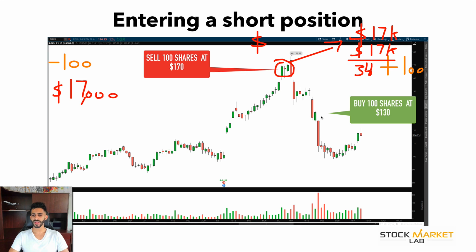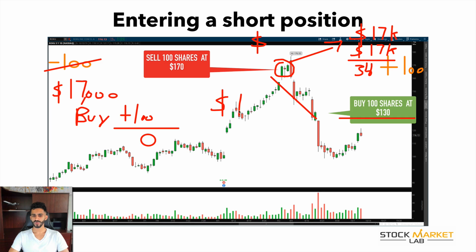Now, let's say the stock goes down to 130, and you're like, you know what? The stock is at 130. I am ready to get out of my position. So what you do is you buy to cover. You hit the buy button. You buy 100 shares, and the only thing you have to do on your platform is hit sell and then buy. When I hit buy 100 shares, it offsets the negative 100. My position goes to 0, and I just made a profit of $40 per share on the trade, right? That's the concept of short selling. You are making money when a stock goes down.